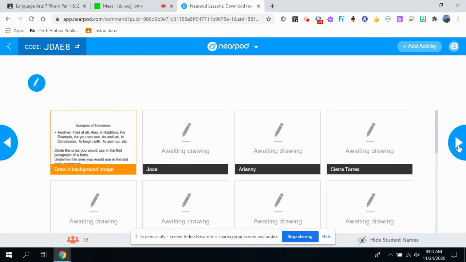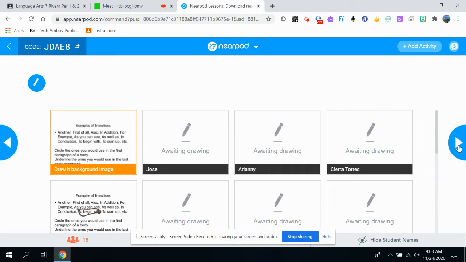If you look at the bottom there, what I want you to do, which I didn't tell you, is circle the words that you think should be used in the first paragraph of the body, and then underline the ones that you would use in the last body paragraph. Sometimes kids make the mistake of thinking they can use any transition anywhere. That's not the case. So circle the ones for the first body paragraph, and underline the ones for your last body paragraph.